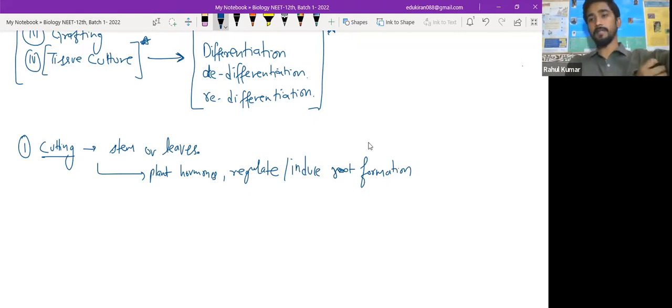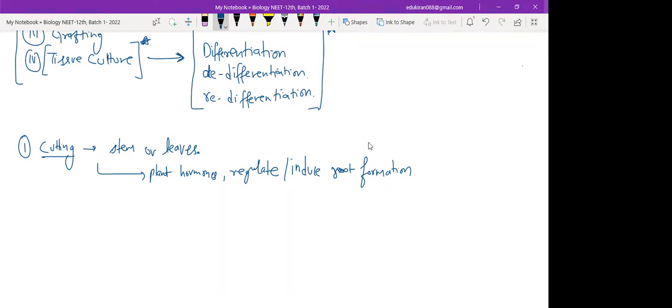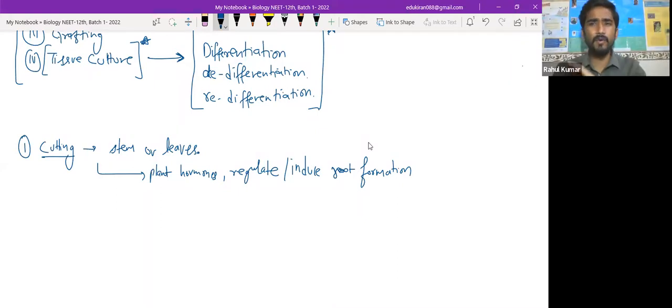Any example of cutting that you are aware of? Rose. Sugarcane? Yes, rose and sugarcane. There are many more plants. You have to make a list of at least 5 most common ones and start looking into books. Whenever you find a plant, see if it can be grown through cutting, grafting, or layering. You should know that. So rose and sugarcane you can write as examples in exams.